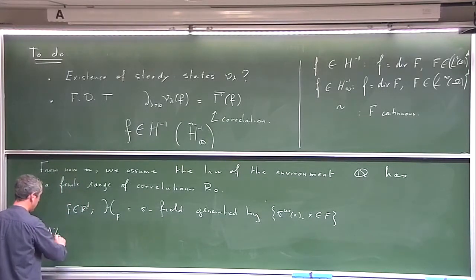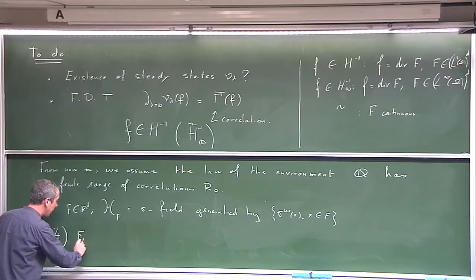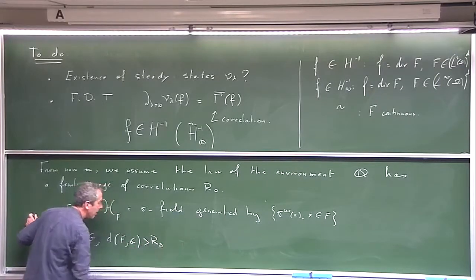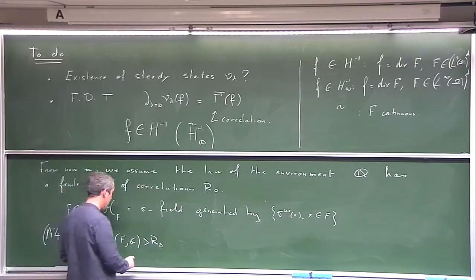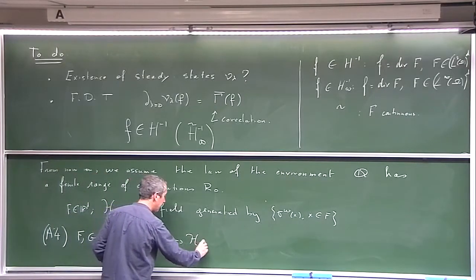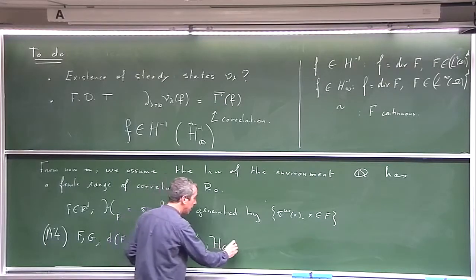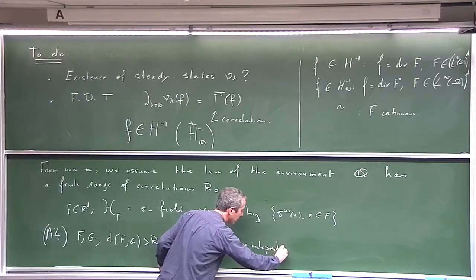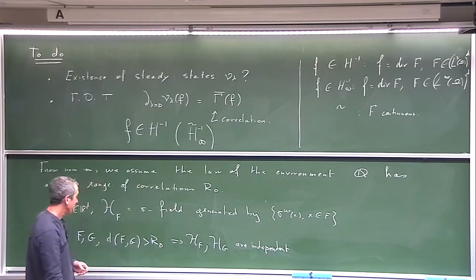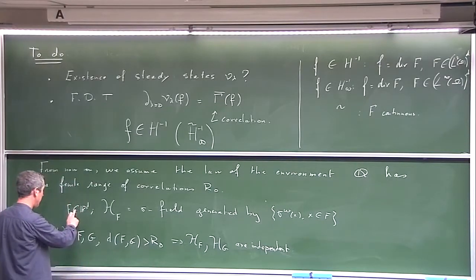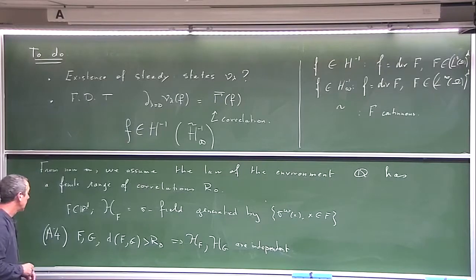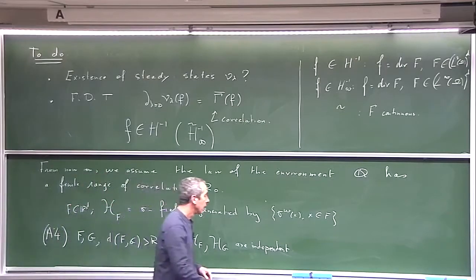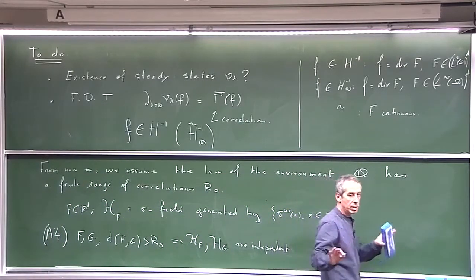So this will be the fourth assumption, A4. We mean that if we have two sets F and G such that the distance between F and G is larger than this range R0, then the two sigma fields are independent: H_F and H_G are independent. F and G are any subsets of R^d, yes, of course. So F and G separated by a distance larger than R0 implies that the environment in F and the environment in G are independent.